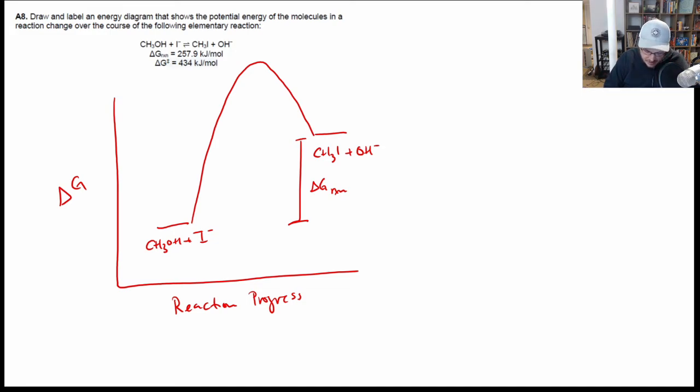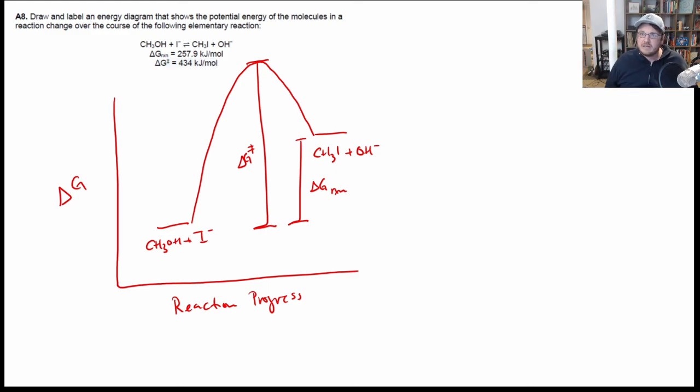In this case, that energy difference, the delta G double dagger, is going to be large. It's 434 kilojoules per mole. So it should be above the products in this scenario, and approximately, I guess you'd say, 1.5 to close to 2 times as large. But that's an approximate drawing of what's going on in this case.